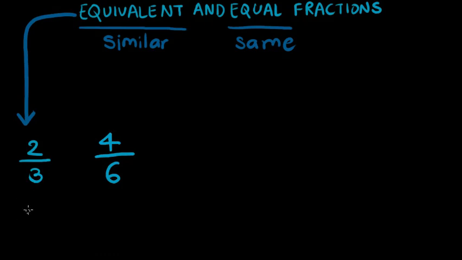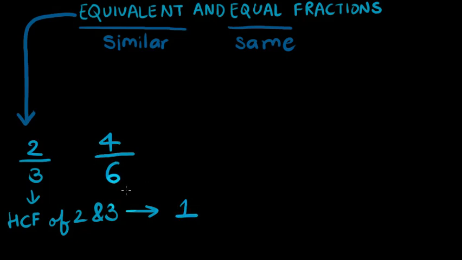Now for the first fraction, let's take the HCF, that is the highest common factor, of 2 and 3. This will give us 1. We'll divide both the numerator and the denominator of 2 upon 3 by 1. We'll get 2 by 3, which is the same fraction, because anything divided by 1 is the same. The number remains the same.